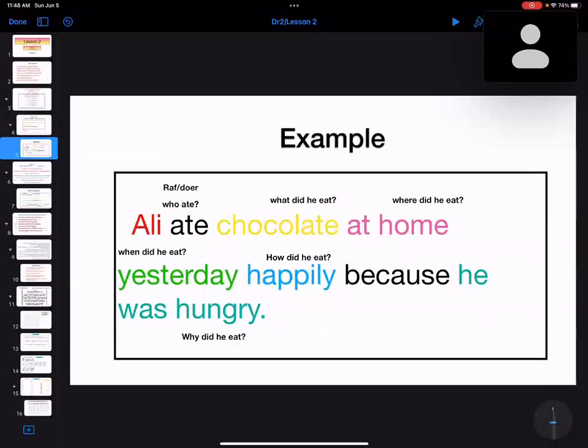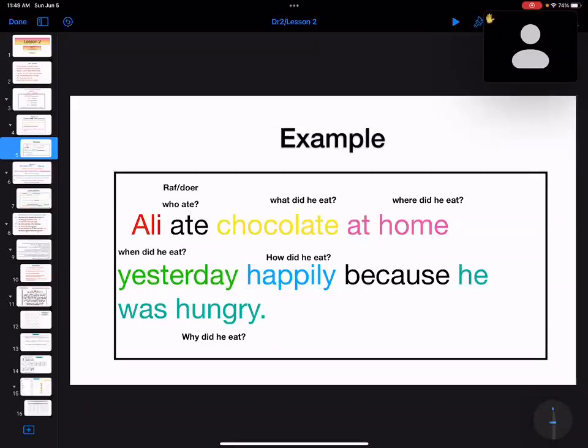When I say Ali ate chocolate at home yesterday happily because he was hungry. Now a lot of details over here. First of all, we need to figure it out. What is the action? Eating is the action over here. And who did that act? Ali did. So what status should Ali be? Rafa. Okay, so that should be Aliyun, right?